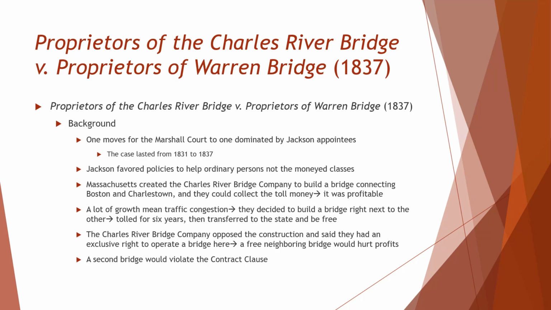But the area grew. It meant a lot of traffic congestion. So they decided to build a bridge right next to the other one. It'd be tolled for 6 years, then transferred to the state to be free. So that's basically the way that a lot of tolls are supposed to work. Don't tell the Thruway Authority. But often the way tolls are supposed to be is that something's tolled for a while, because you don't have the money to pay for something immediately. So it's almost kind of like a mortgage.